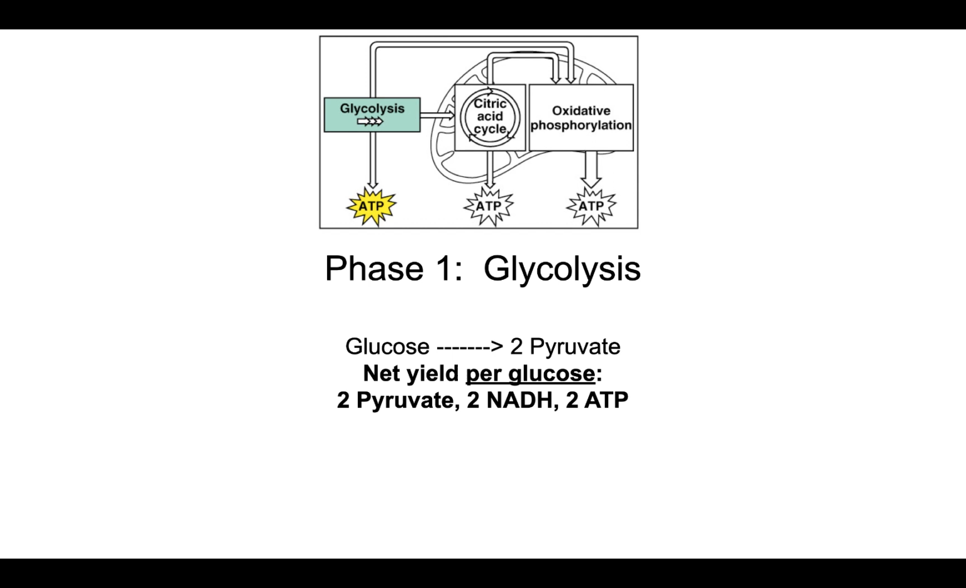Now, I want you to know this. I want you to know what goes in, what comes out. One glucose goes in, 2 pyruvate comes out. I want you to know what electron carriers and ATP come out of it. Well, we get 2 NADH from it, and we get 2 ATP from it.